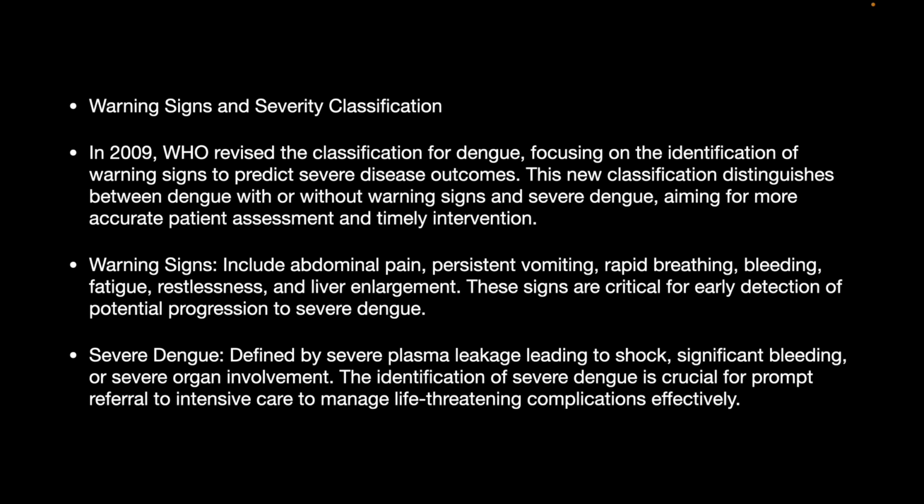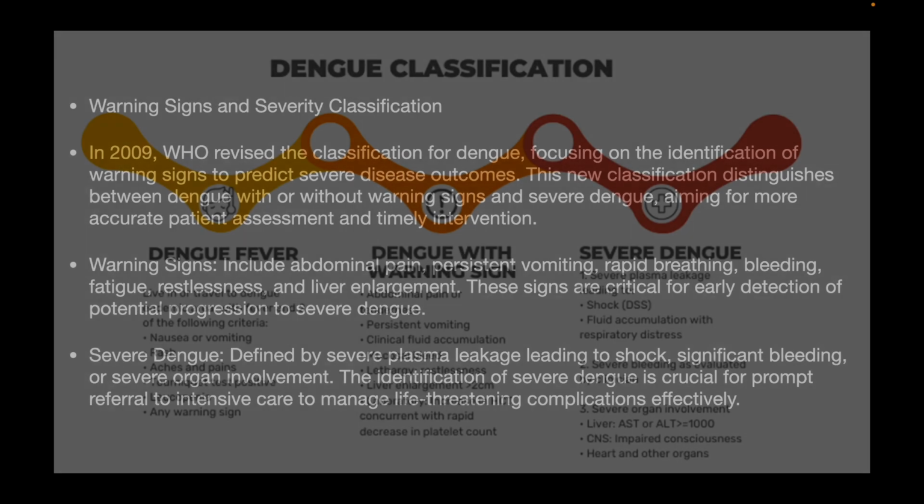Now, severe dengue is defined by severe plasma leakage leading to shock, significant bleeding, and severe organ involvement. The identification of severe dengue is crucial for prompt referral to ICUs to manage life-threatening complications effectively.